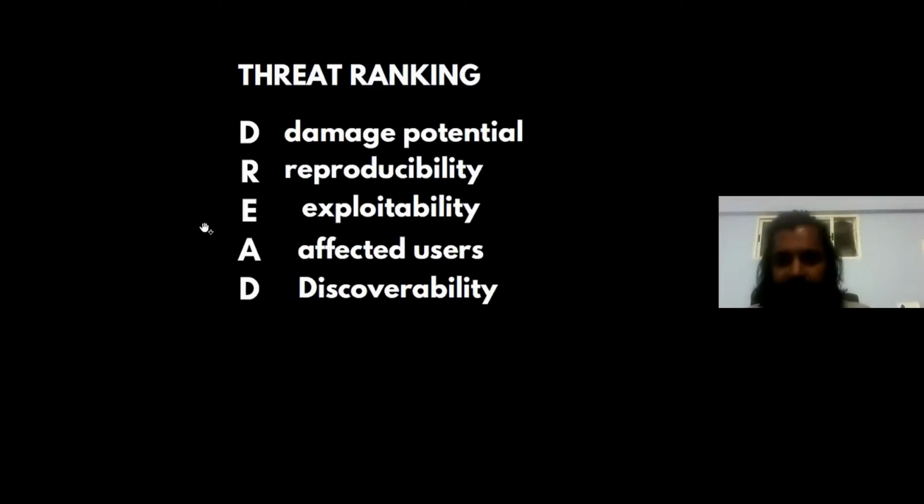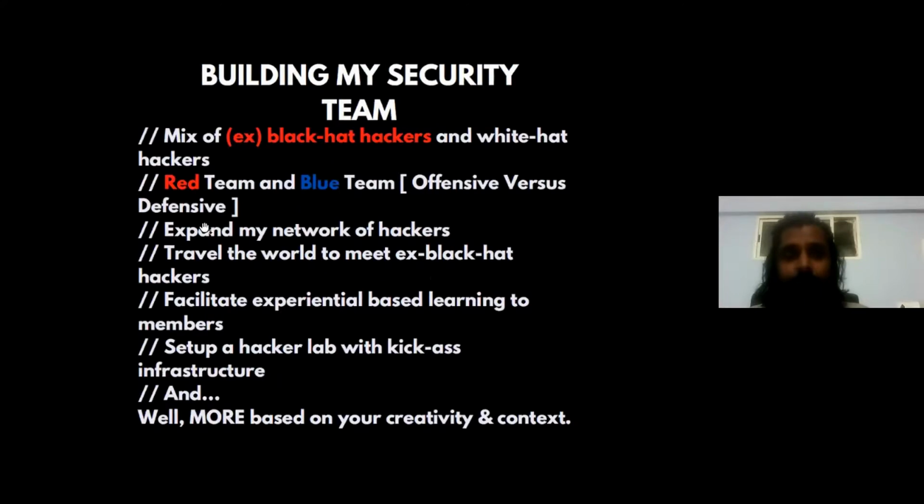The last one is discoverability. How can I discover this? Is it accidental discovery, or do I need to go into the network, or have admin access to exploit this security vulnerability? So that's a threat ranking where you need to help your company, your senior managers or the stakeholders with this report. This is mainly to help your managers think about what we need to fix first and what we can fix later. So that's threat modeling and threat ranking.